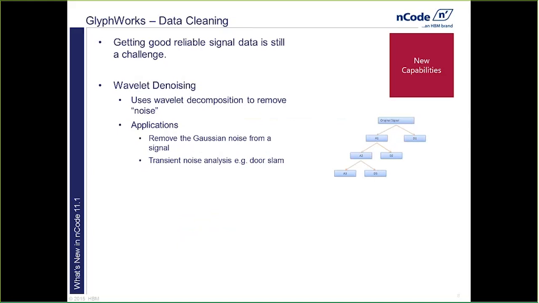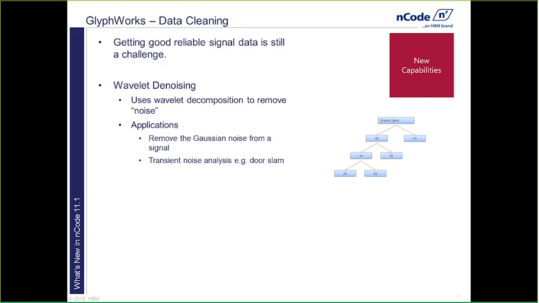And one of the major applications for this is removing Gaussian type noise on a signal. So if you've got random Gaussian noise on your signal, the Wavelet denoising glyph has 2 or 3 options within that to allow you to remove that noise. It also can be used for things like classifying your signal.